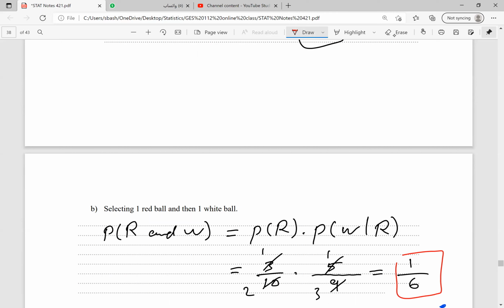So this is the idea of the multiplication rule, and this is the idea of dependent and independent events. If they are independent, we simply find the probability of A multiplied by probability of B. If they are dependent, it means the selecting of the first event will affect the probability of the second one, then we multiply the probability of the first event, P of A, by P of B after choosing A.